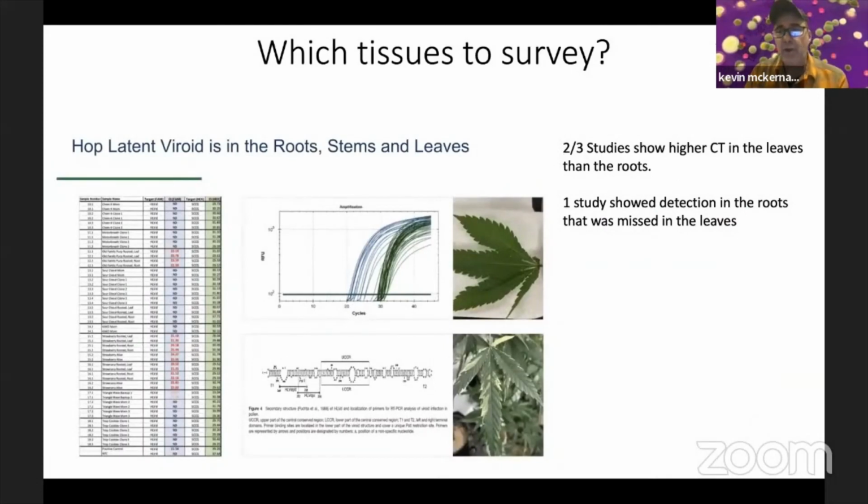This is something we did with Colin Palmer over a year ago, where we first discovered that there was actually signal in the roots. We just didn't know Latent Viroid was down there. Now this has been a bit of, I think this is still a moving target in the field. A lot of people are moving toward testing roots, and we encourage that.